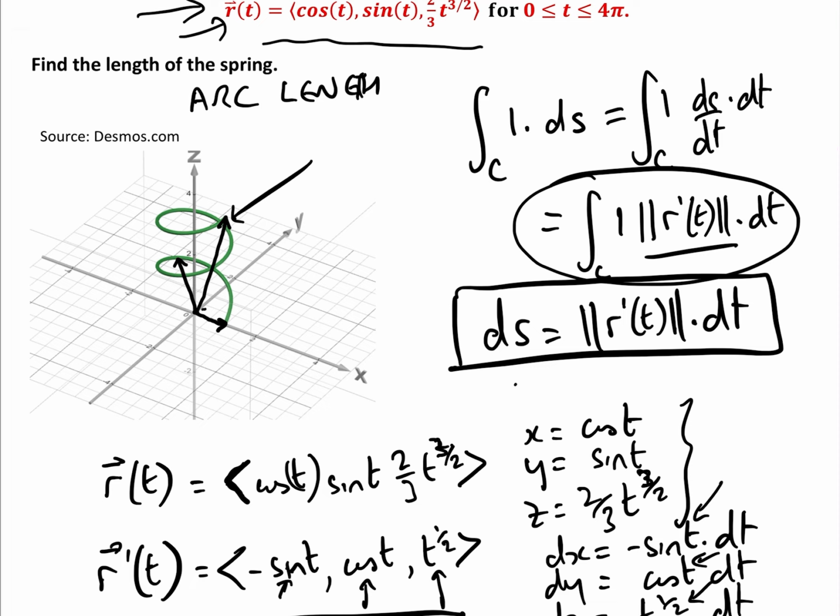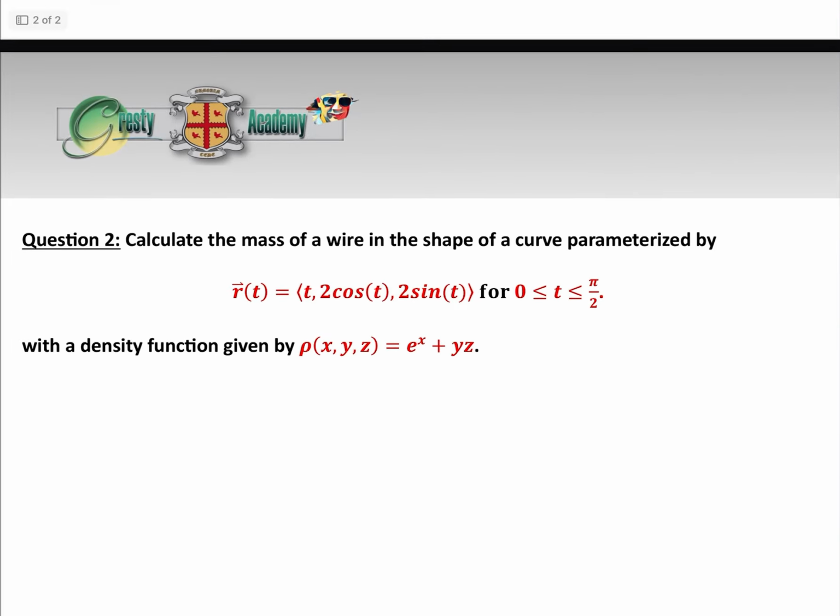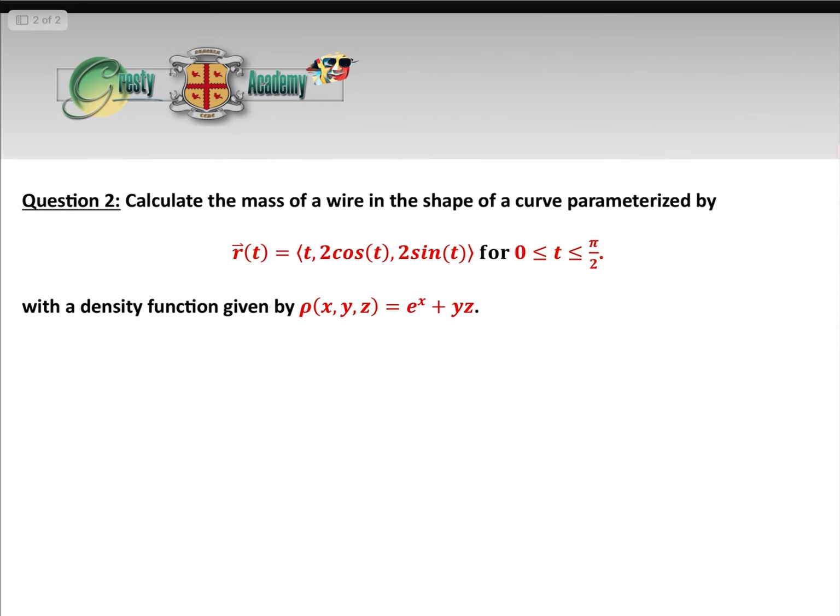So that's the first one. It's basically just arc length. Now the second question that they ask is to find the mass given the density. So this is question number 2.